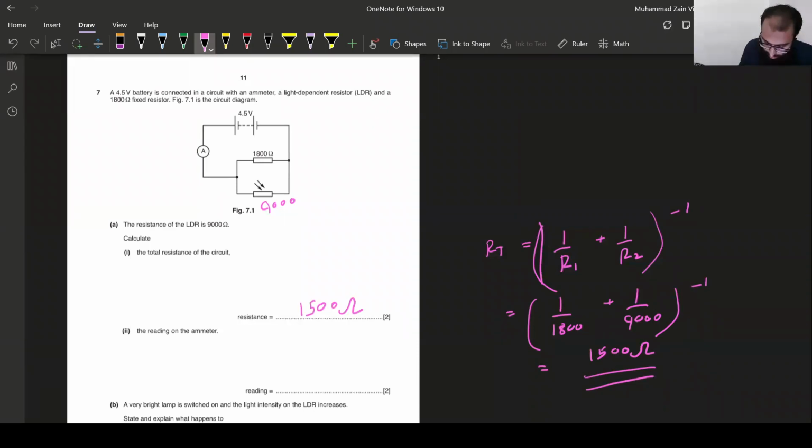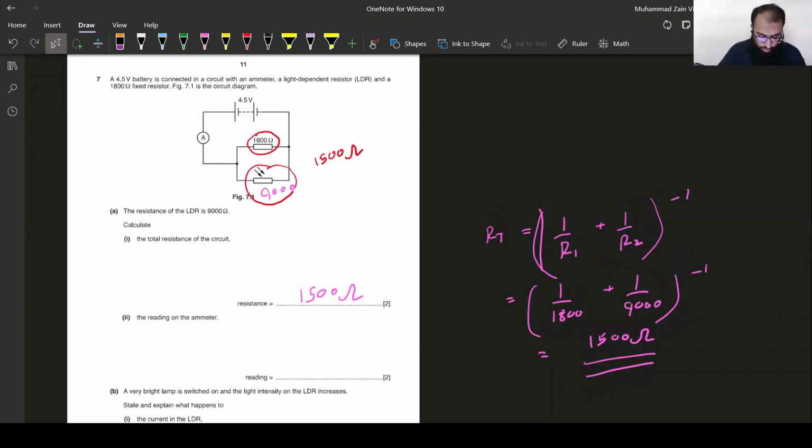Now, one thing you all should keep in mind is that whenever two components are combined in parallel, the total resistance of the combination would always be less than the resistance of the individual components. So the resultant resistance of 1800 and 9000 should always be less than 1800, which is the lowest resistance. That's why I'm getting a total resistance of 1500 ohms.